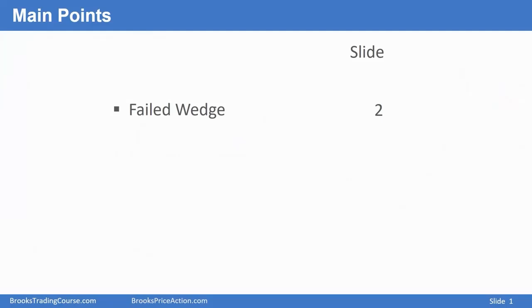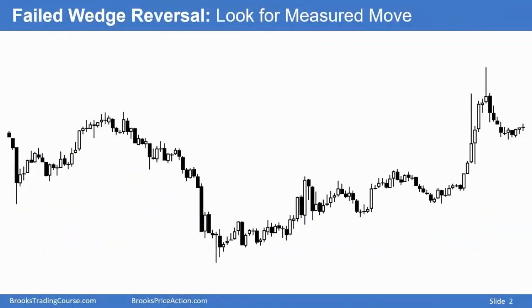In this video, I'm going to be talking about wedges that break in the wrong direction, a failed wedge. We have a bull trend here and then a pullback, and it might be a wedge. 1, 2, 3, wedge bull flag, and it tried to break to the upside, and it tried to break to the upside again a second time.